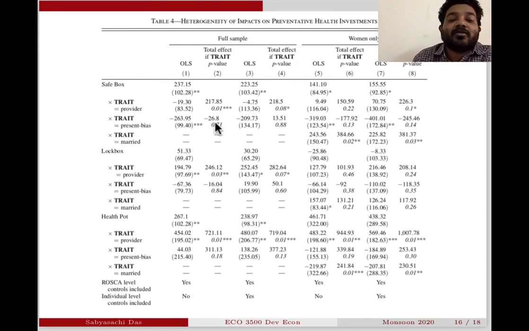So present bias people are not able to use this storage device. So even though it allows you to do mental accounting, it only helps if you are not present bias. If you are present bias, you don't end up saving money using a piggy bank.